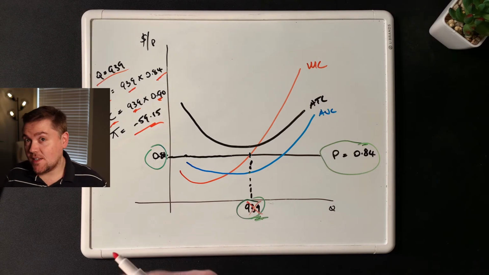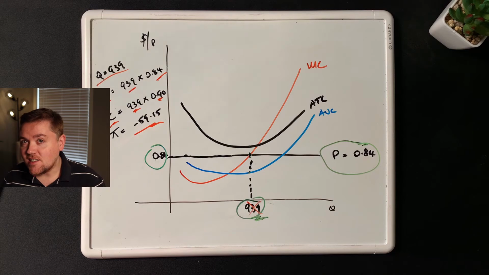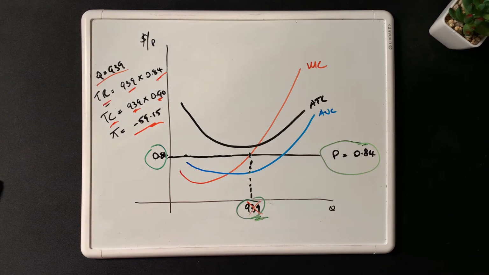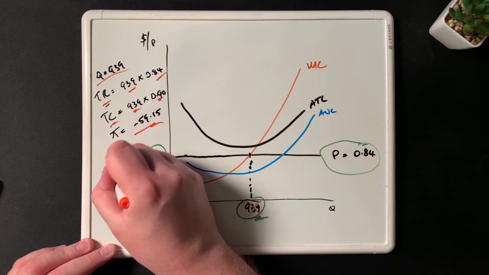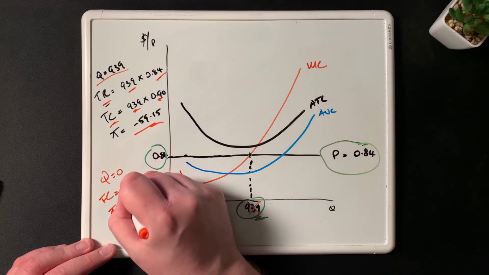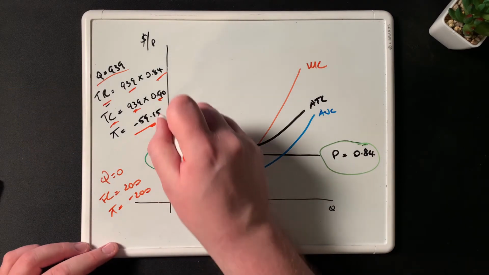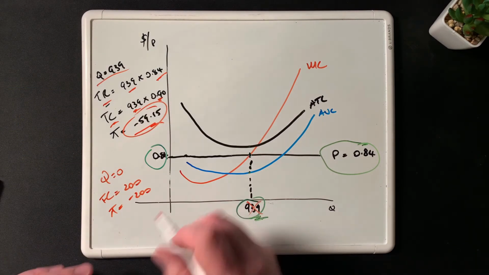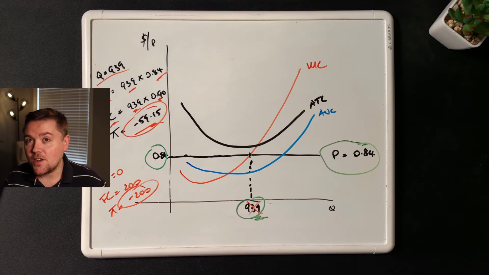$59.15. So you might say to yourself, they do not produce 939 units of the good at a price of 84 cents because they lose money. But you have to remember that in the table, there's a fixed cost of 200. So if they produce Q equals 0, their fixed cost equals 200, and so their profits will be equal to negative 200. So until they can get rid of those fixed costs, it's best to continue producing where you only lose negative 59 versus losing negative 200. And until the long run comes, you can't actually get rid of that fixed cost. That's the definition of the long run.